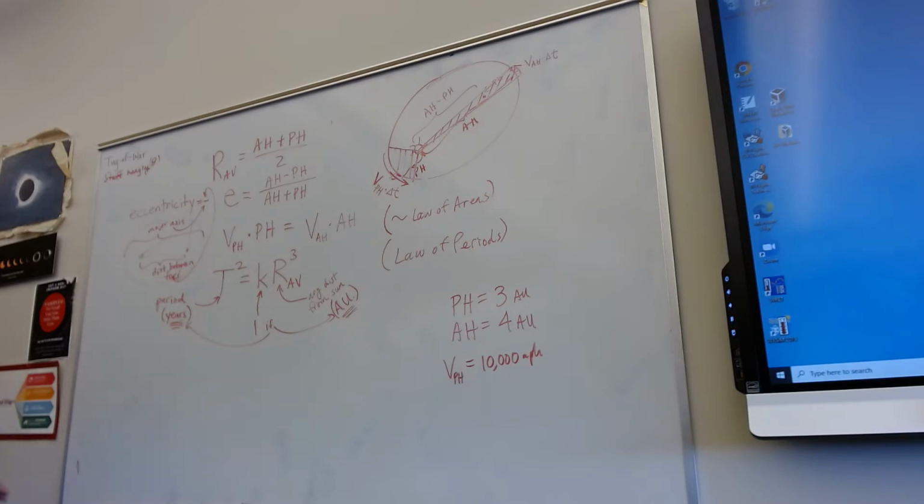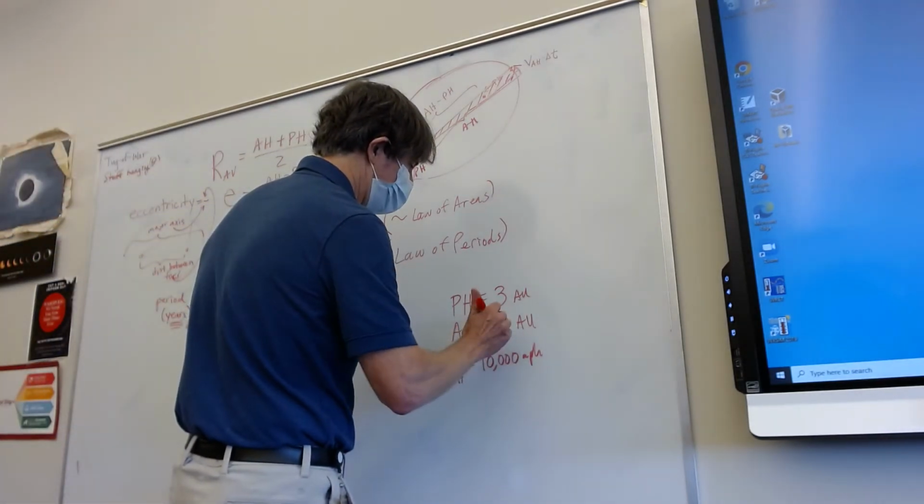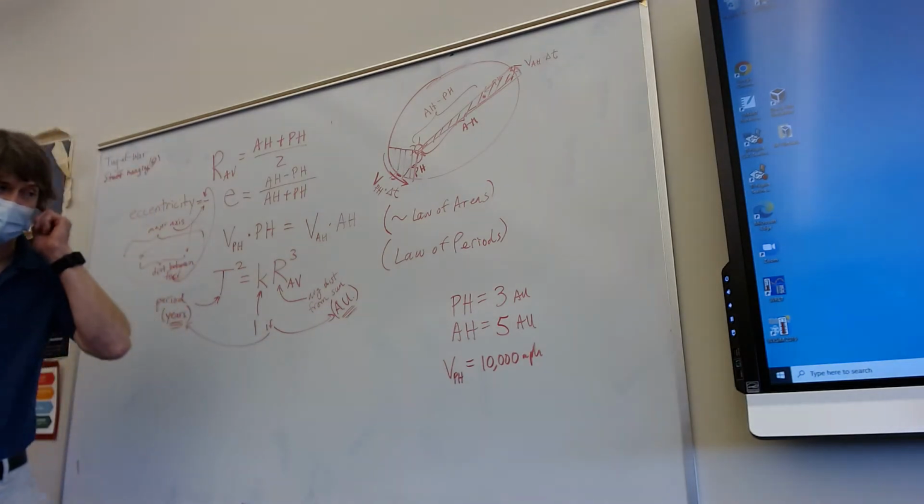Except I don't like my aphelion. I want 5. There we go. I like 5 better.